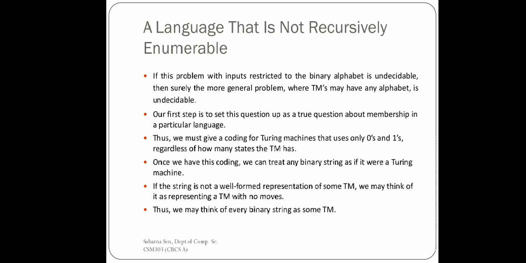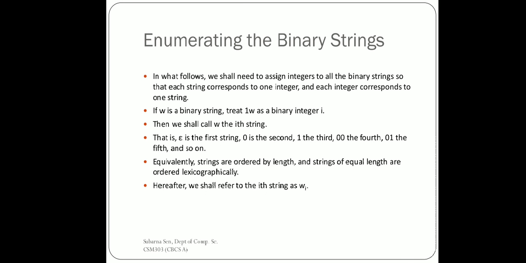So let us move directly to how to enumerate the binary strings. Here we will just see the procedure. When we move to the total code for the Turing machine, the concept will be clear. We will see an example and the concept will be clear, right?